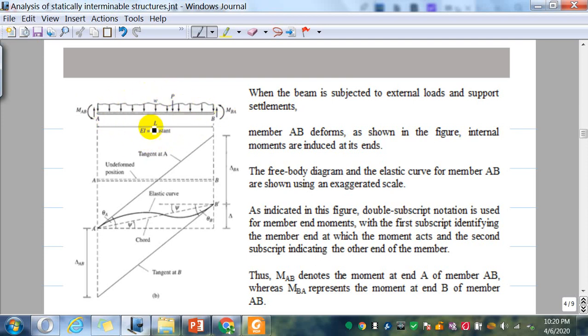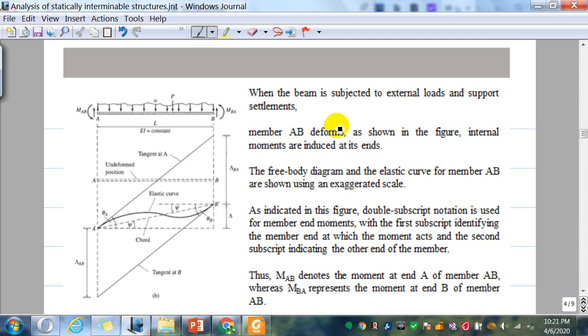Now if we develop a set of equations that can relate moment, slope, deflection and settlement, that will help us derive a set of equations that can help us to obtain these moments.